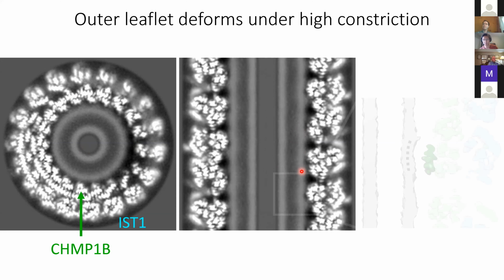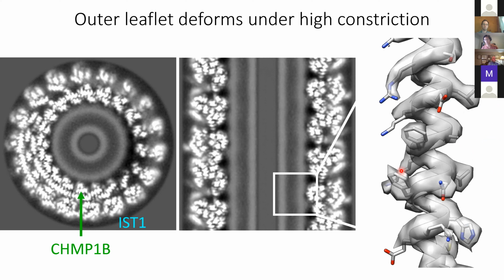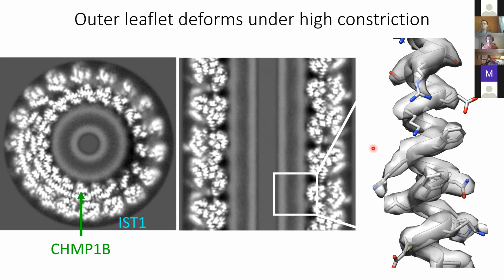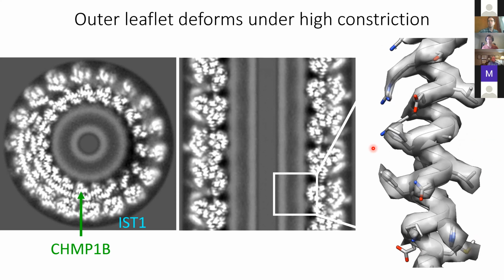So I'm going to zoom in here. Again, at the outer leaflet protein membrane interface, you see this little divot. And this is caused by helix 1 of CHMP1B, that is the helix that's interacting with the membrane. We have 3.1 angstrom overall resolution, but I just want to show you the actual density and model for helix 1 at the protein membrane interface. And we have quite good density there. So you can see a lot of well-resolved side chains even at that helix at the protein membrane interface.